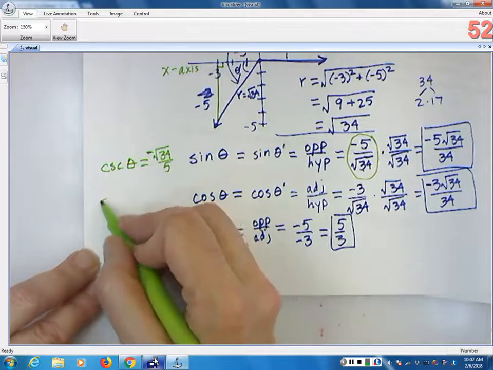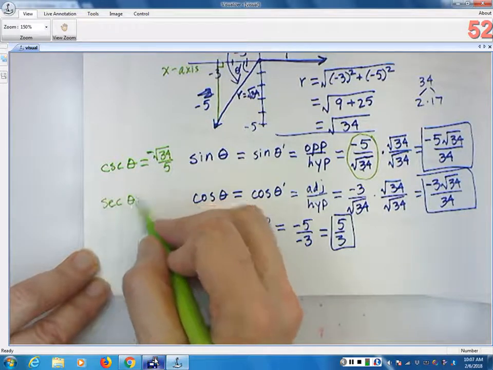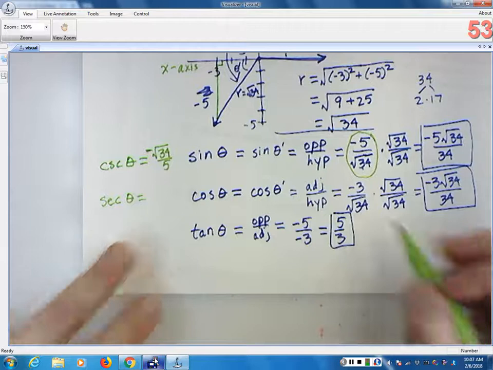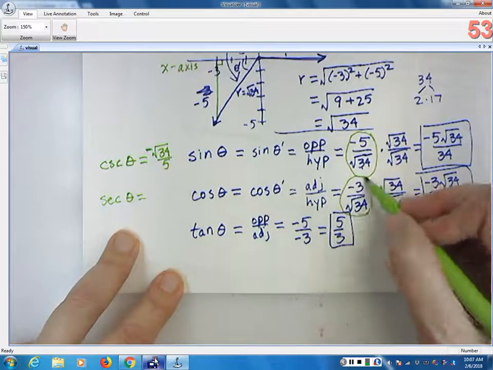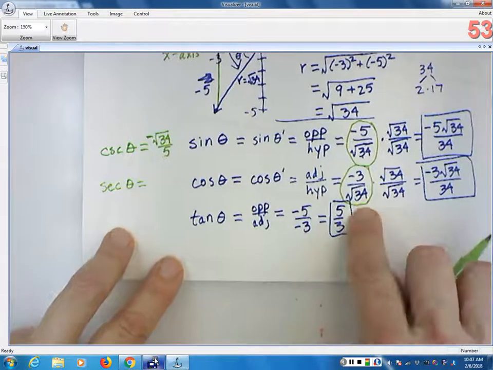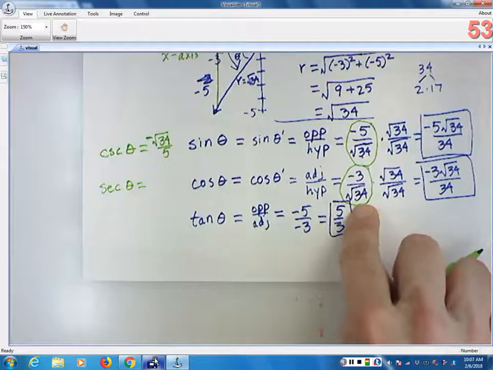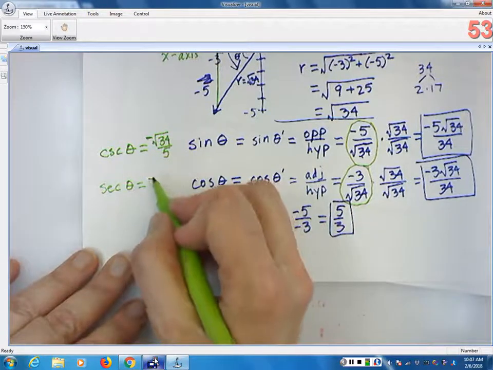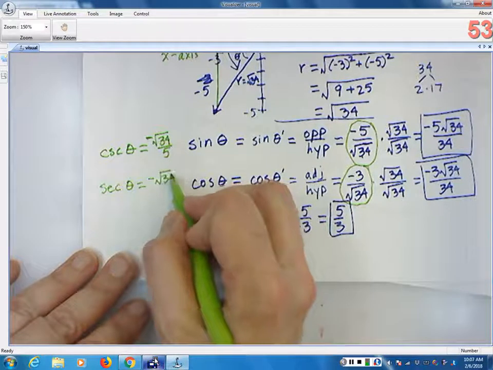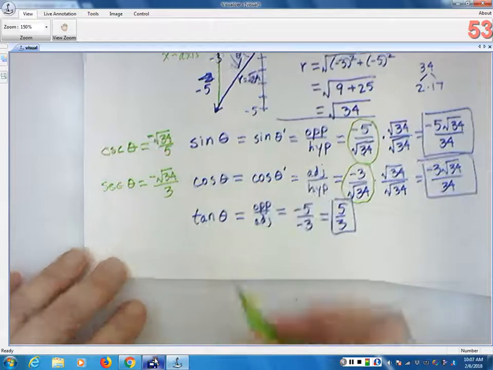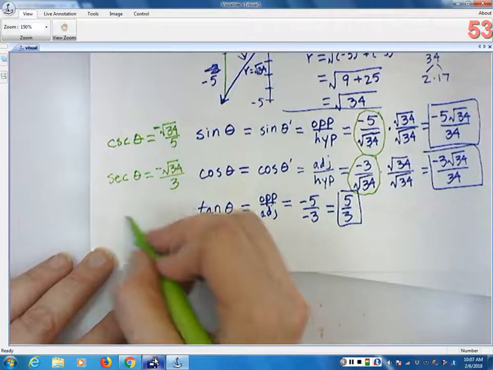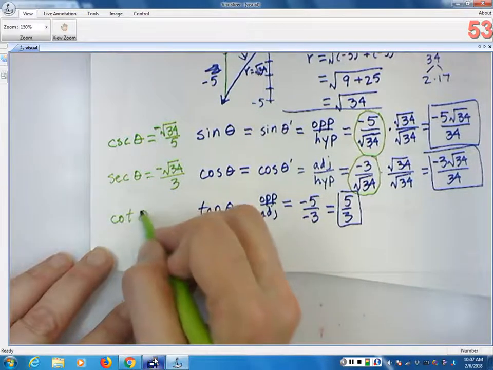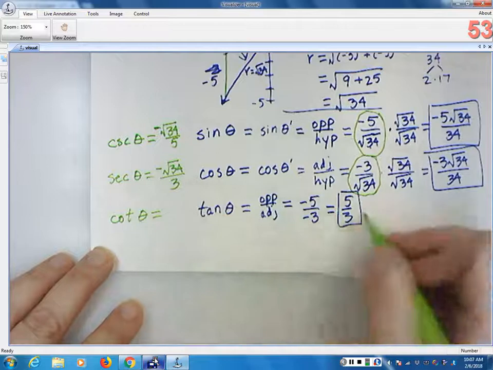Secant is 1 over cosine. So take the cosine before we rationalize the denominator. It's going to be negative square root of 34 over 3. And tangent, just cotangent, just flip that. 3/5.